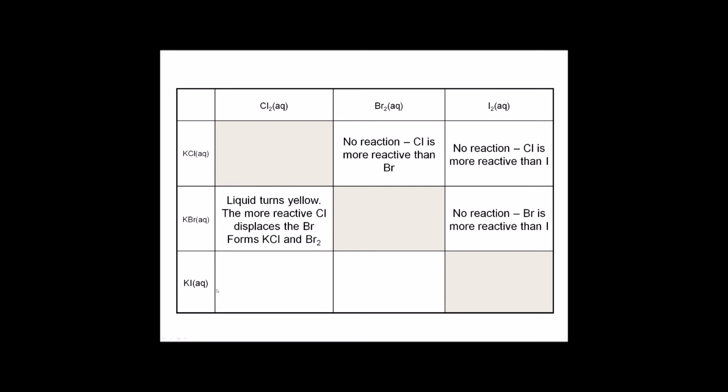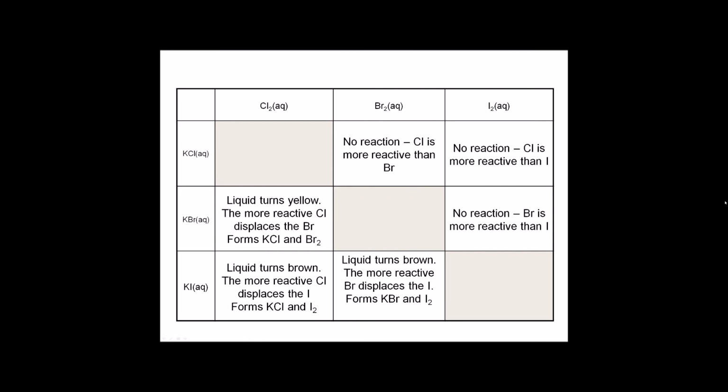Now you might be able to work out that iodine is less reactive than both chlorine and bromine, so we're going to see a reaction in both of these, and the reaction we would see is the liquid is going to turn brown, because that's the colour that iodine goes when you dissolve it in a liquid. So chlorine's more reactive. It's going to kick the iodine out away from the potassium and take the potassium for itself. So we're going to form KCl and iodine, I2.